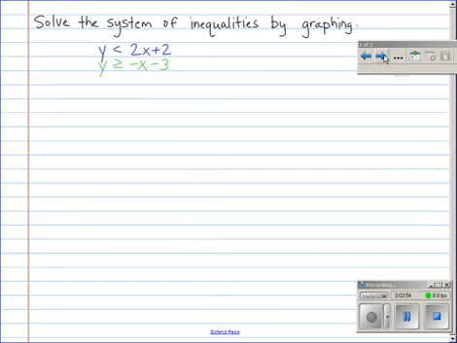So if you will, please practice this system. Y is less than 2x plus 2, and y is greater than or equal to negative x minus 3.